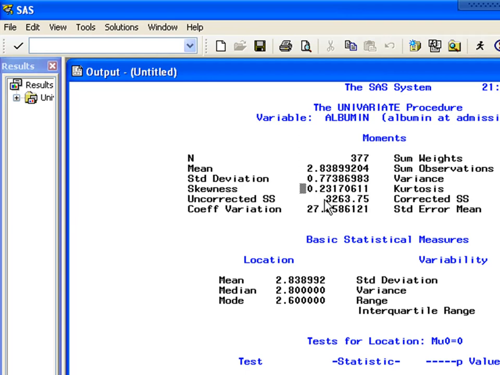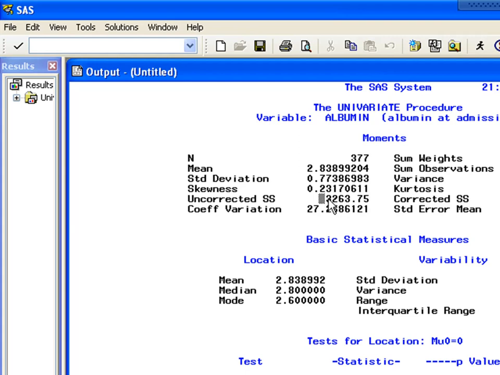It's 0.23. Underneath the skewness statistic we have the uncorrected SS. That actually stands for uncorrected sum of squares, and look back to quiz 1 when you get it to figure that out. Oh, that's not right. The uncorrected sum of squares was not on quiz 1. The uncorrected sum of squares is simply the sum of the squared albumin levels. So square every albumin level, add up all those squares, you get the uncorrected SS.